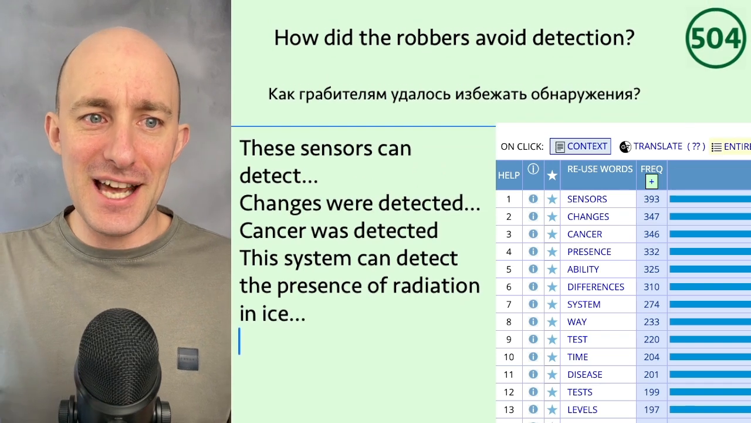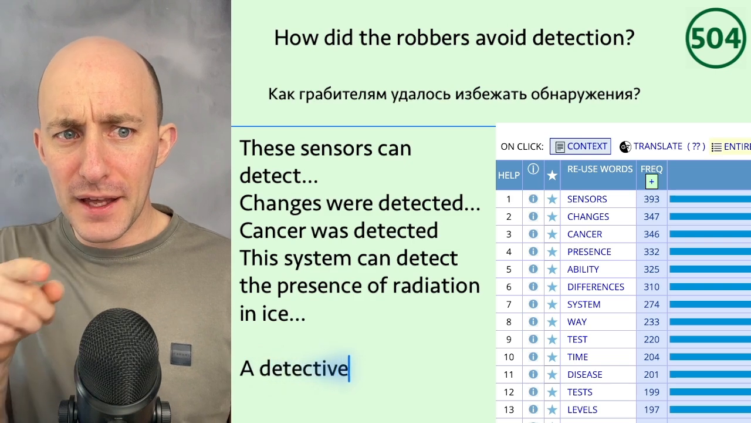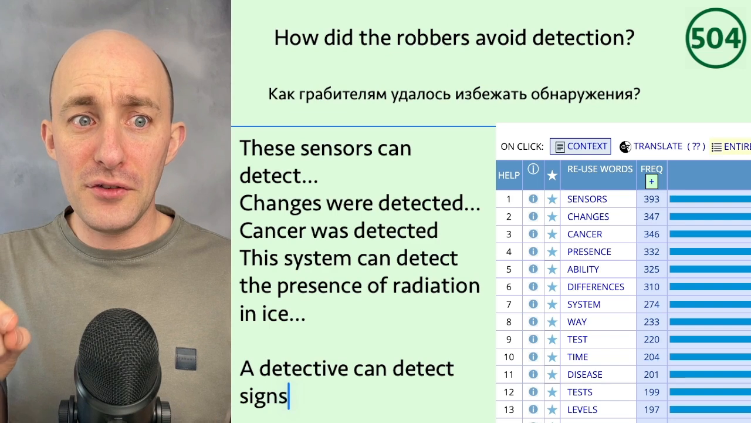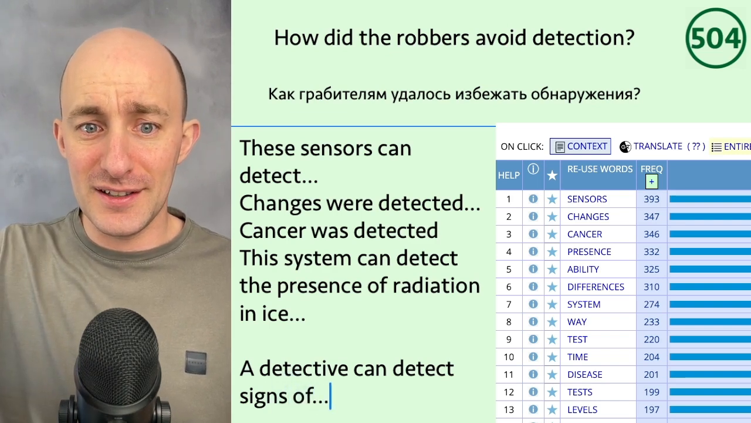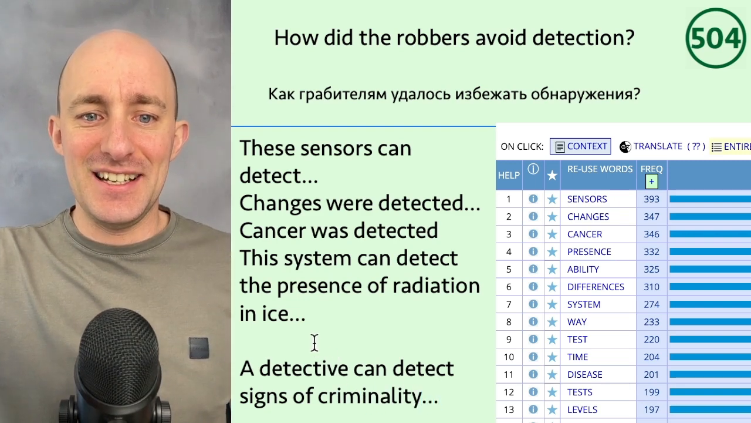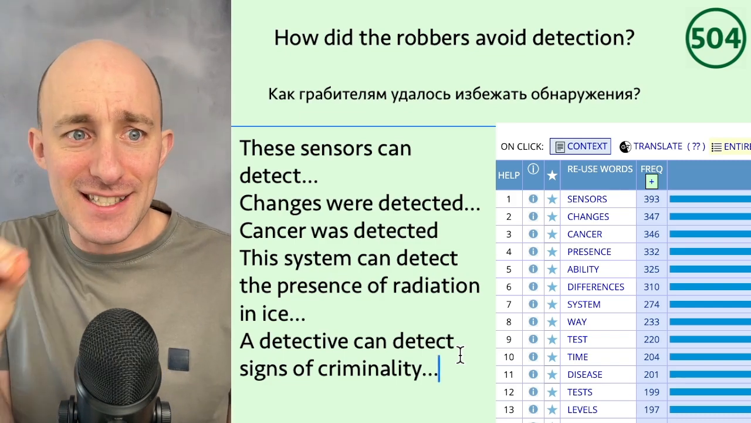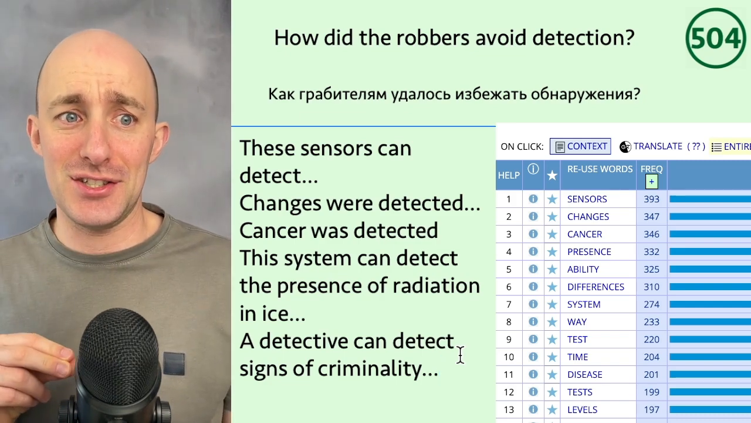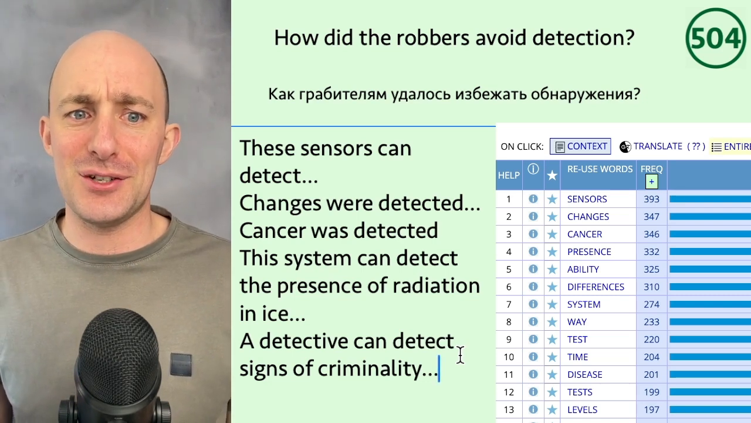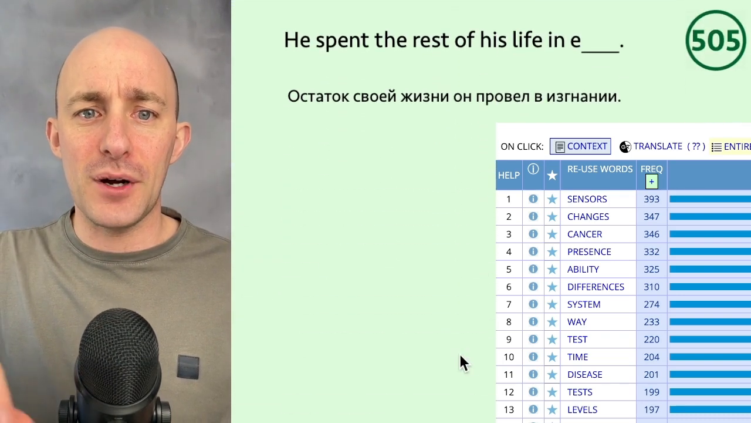I mean, everybody knows the word detective. A detective can detect signs of, let's say, criminality. So that's what Sherlock Holmes, that was his superpower, to detect these little things, these little changes, these tiny differences, which helped him to solve crimes, to solve mysteries. So that's what detectives do. They detect tiny changes. The next one.